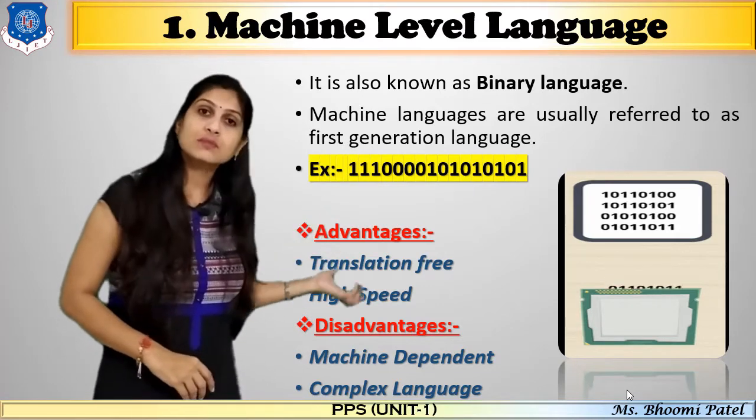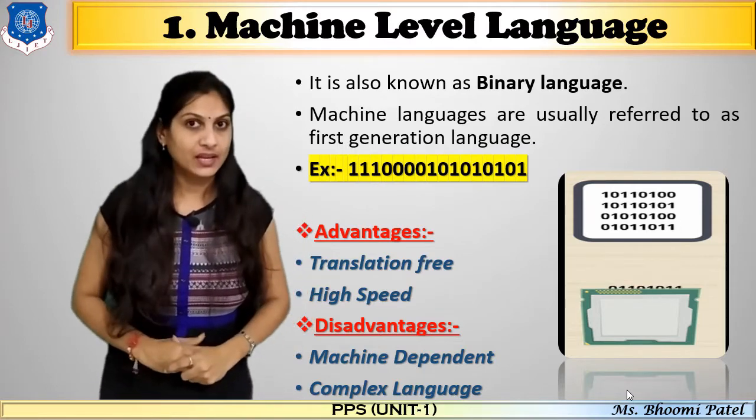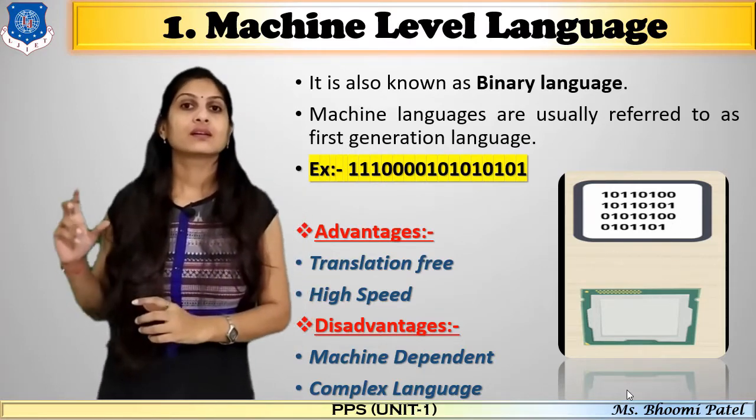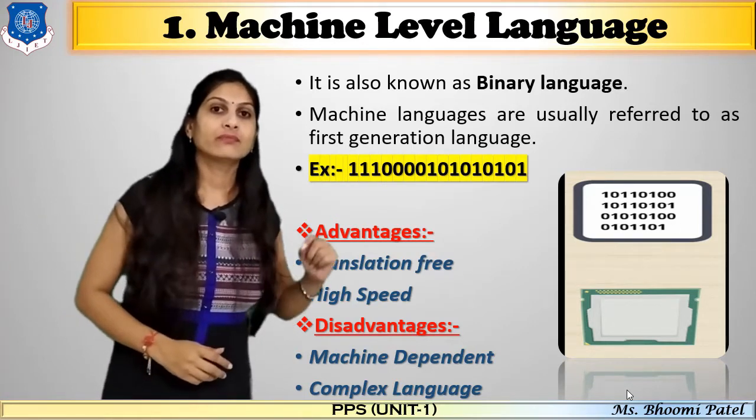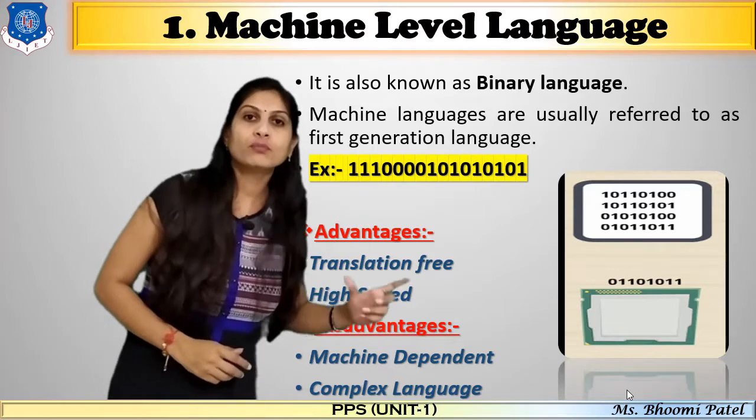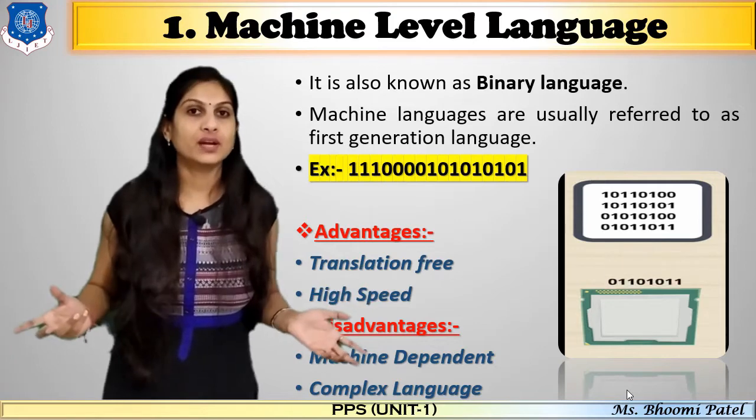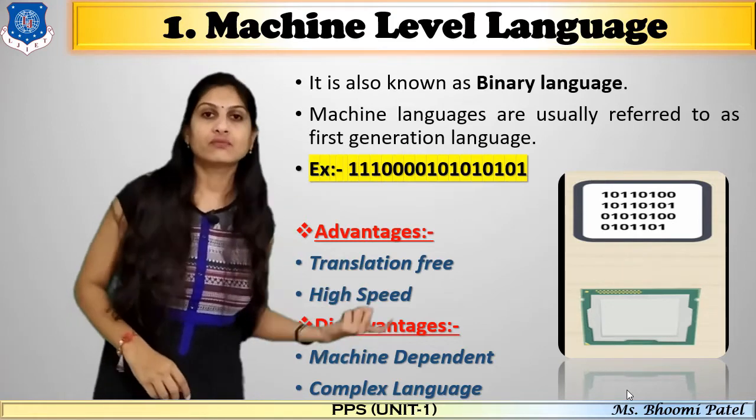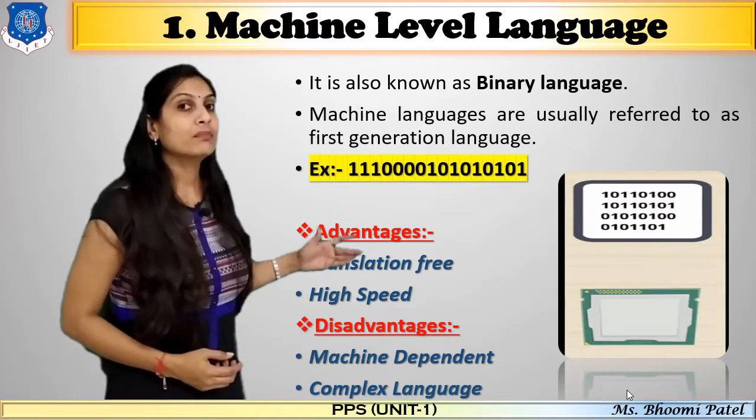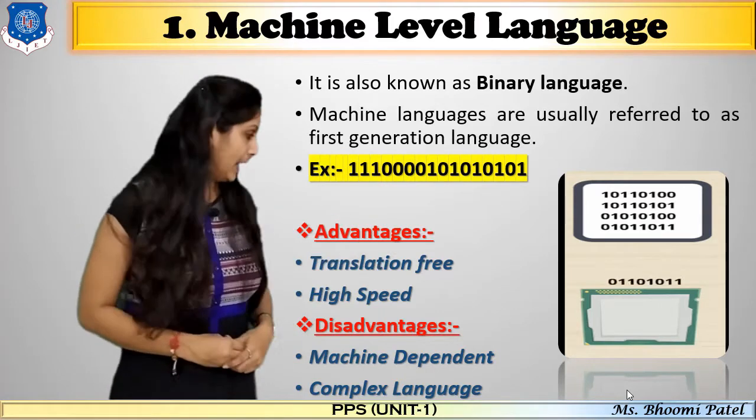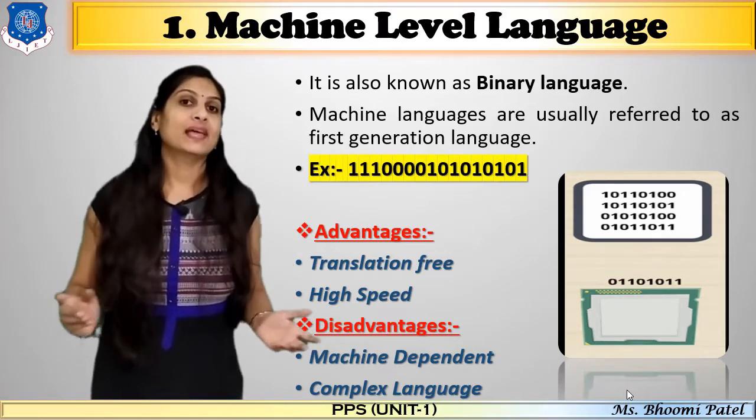Now it also has some drawbacks. As I said earlier, if one code is written for a 32-bit processor and the same code we write for a 64-bit processor, then what happens? The binary code is different for 32-bit and for 64-bit. So it becomes a machine dependent code. And the last drawback is that it is a complex language.